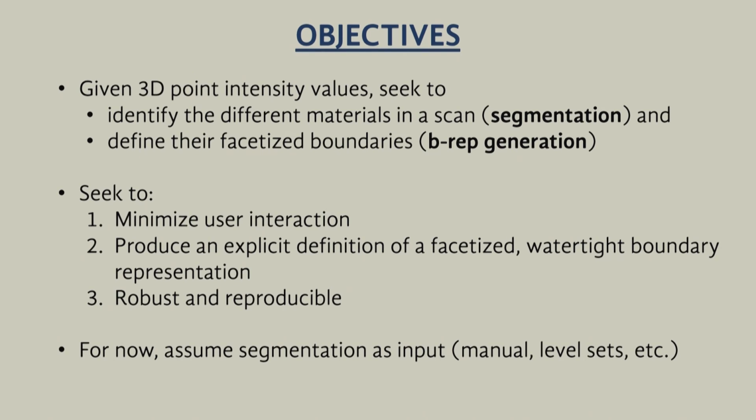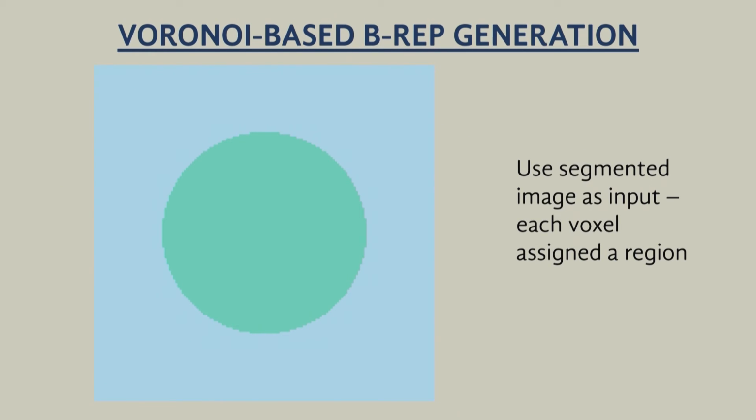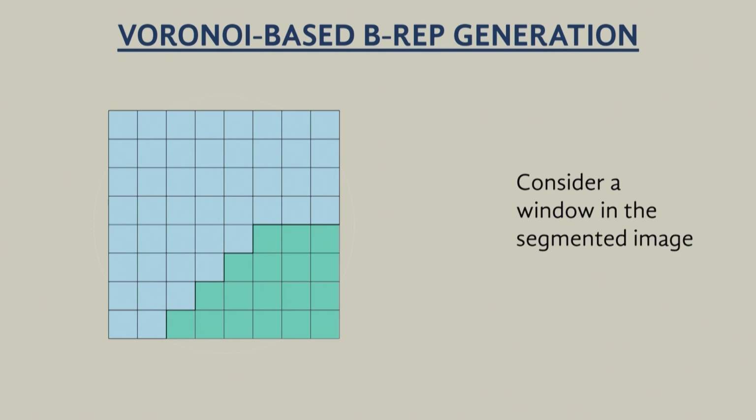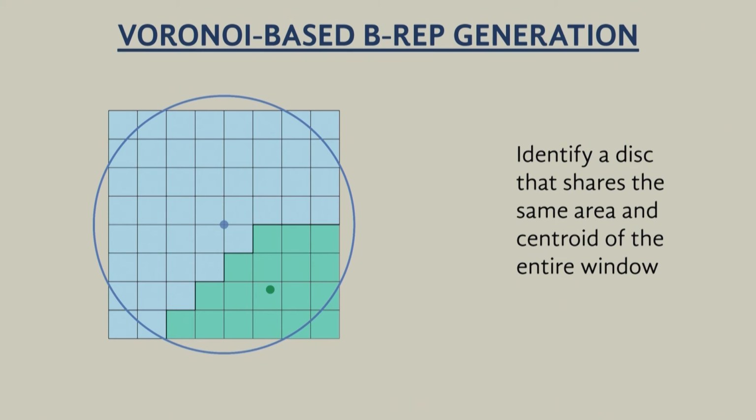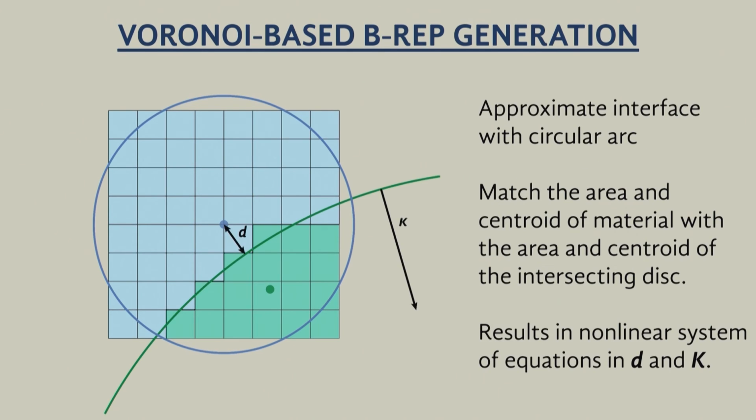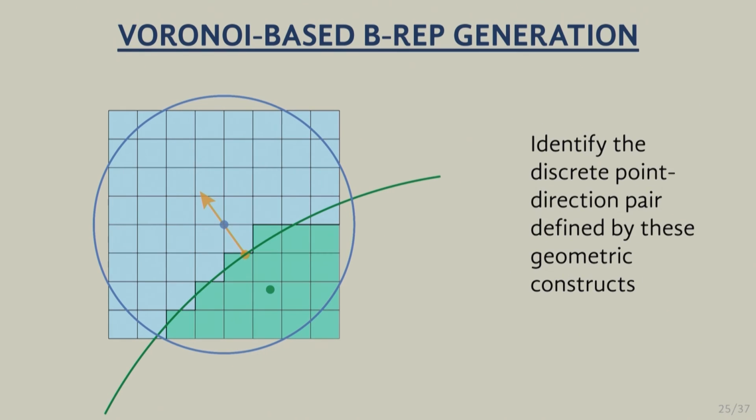For now, I'm going to assume that a segmented image is an input to what we're trying to do here, whether it comes from manual segmentation, level sets, etc. Let's say I have my segmented little island in an ocean. It's pixelated. Let's look at a window in that image and identify a disk that shares the same area and centroid as that window. Let's approximate that interface with a circular arc, and then match the area and centroid of these green pixels with the intersecting disk. You end up with a nonlinear system in the distance d and the curvature of this arc. From there, you can get a discrete point direction pair.